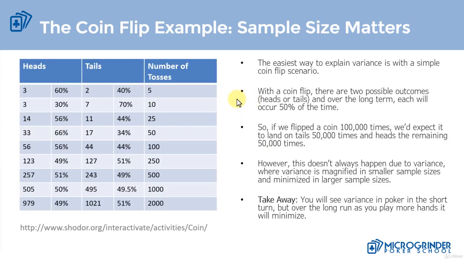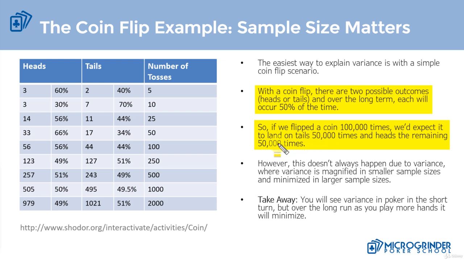All right, so now let's talk about the coin flip example that's going to illustrate that sample size matters. The coin flip example is the easiest way to explain the concept of variance. It's a very simple way, and it's going to highlight it very simply. With a basic coin flip, we have a coin, and there are two possible outcomes. It's either going to be heads or tails. Because there are only two possible outcomes, we would expect 50% heads and 50% tails, because we can't have any other type of outcome. So if we flipped a coin 100,000 times, we'd expect it to land on tails 50,000 times and on heads 50,000 times. So 50% tails and 50% heads.